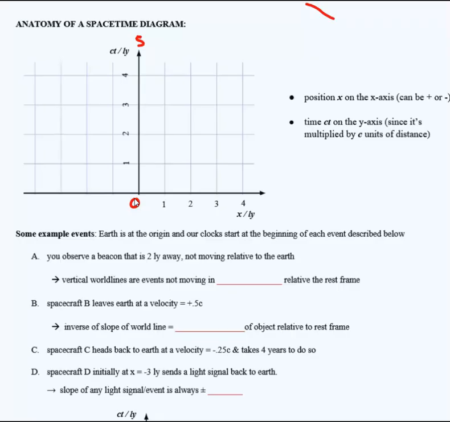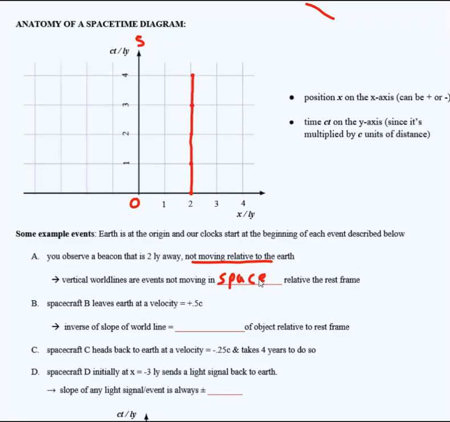Okay, well, 2 light years is over here, and since this object is not moving relative to the Earth, it isn't moving through space, x, but it is moving through time. So its world line would look like this. It is staying at position 2, but it's moving through time indefinitely. So we just get a vertical world line. One thing we can see is that vertical world lines are events that are not moving in space relative to the rest frame.